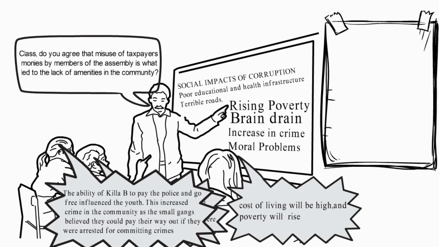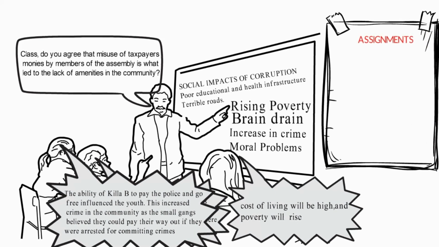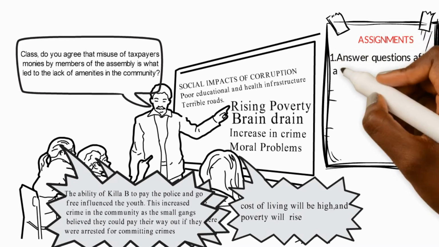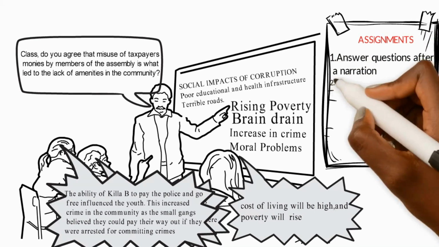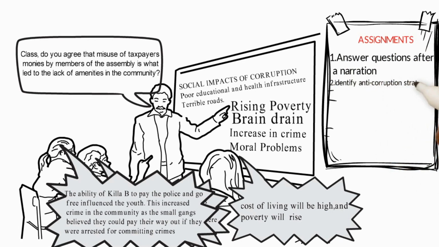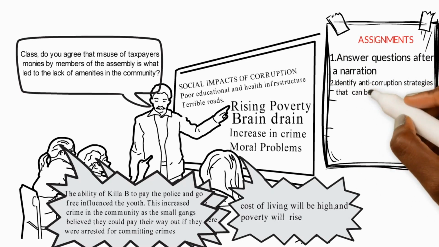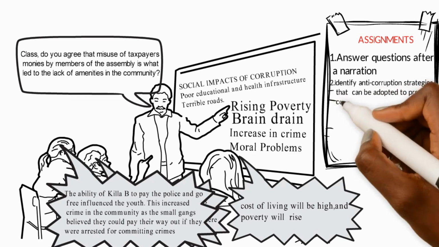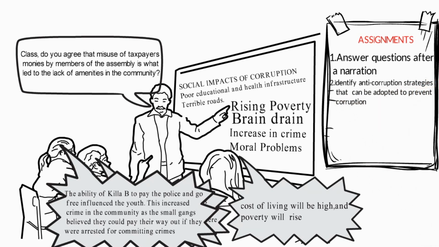I will be giving you 2 home assignments. In the first assignment, I will narrate a story to you, and you are required to answer the questions that follow. In the second assignment, you are to identify anti-corruption strategies that can be adapted to prevent corruption.